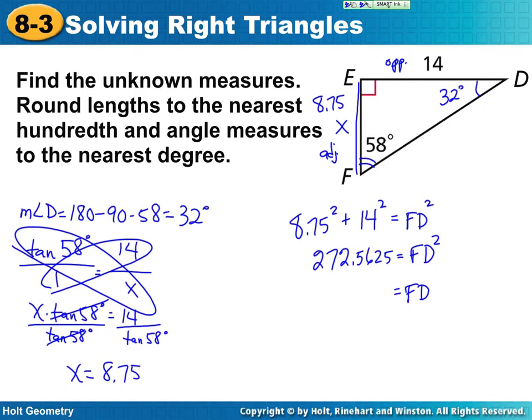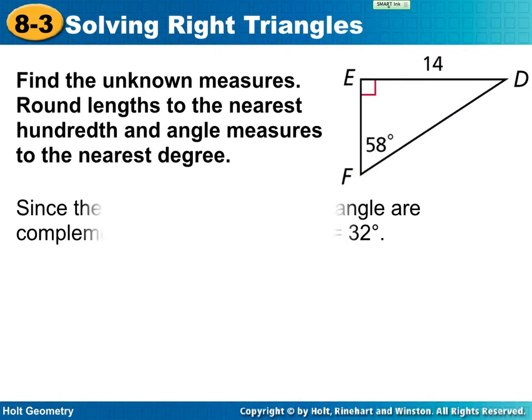And I get, oh, I did something weird, it's an error. Square root of 272.56 is 16.51. And I'll put approximately because I rounded that. 16.5. Thumbs up or down? Making sense? All right, we'll put through that solving.